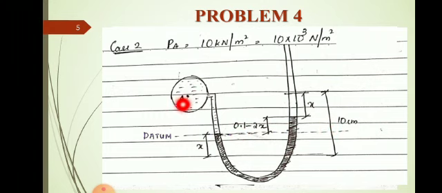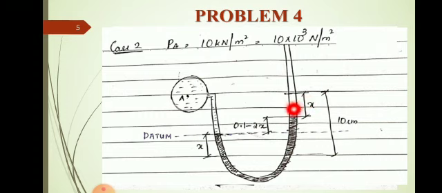In the second case, the pressure inside the pipeline has been reduced to 10 kilonewton per meter square. So when the pressure is reduced, initially the mercury position was here. Since the pressure is reduced, the mercury position will be falling down. We do not know by how much it has fallen down, so we are assuming it as x meters.